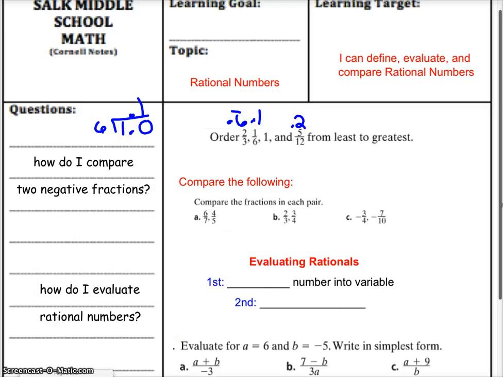So I think that I don't go that far out if I don't need to. I go per place value. So my smallest place value is the tenths. So 1/6 would be my smallest number, followed by the 5/12, followed by the 2/3, and ending with our lovely 1.